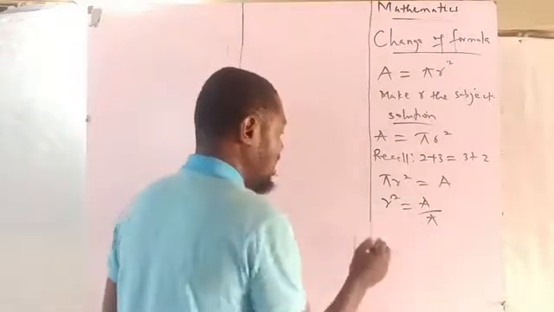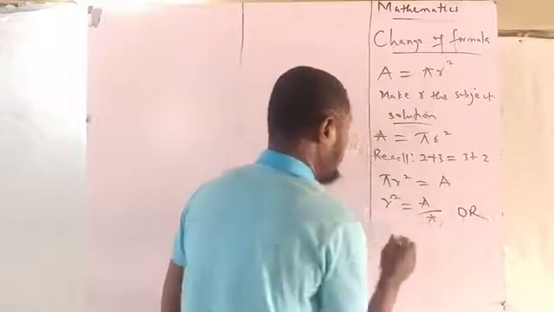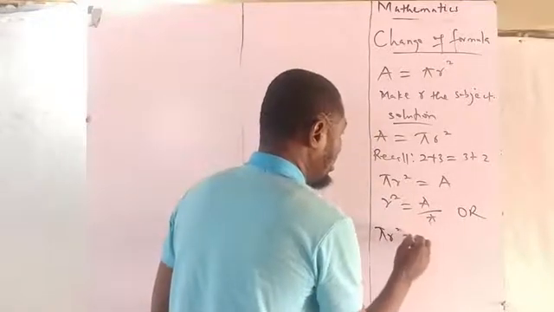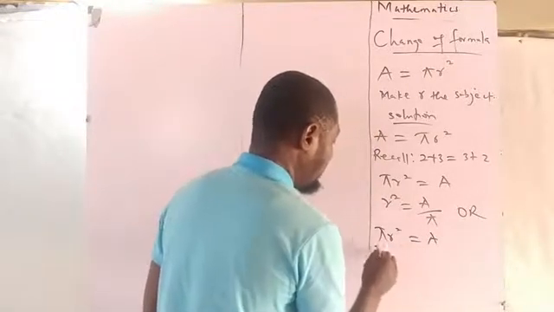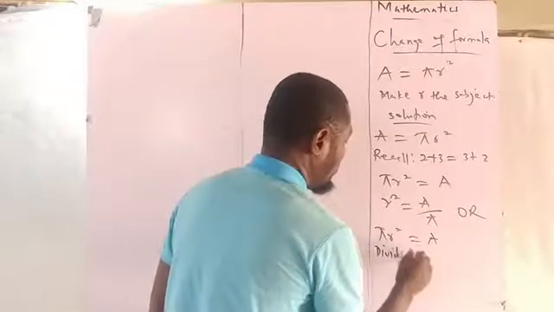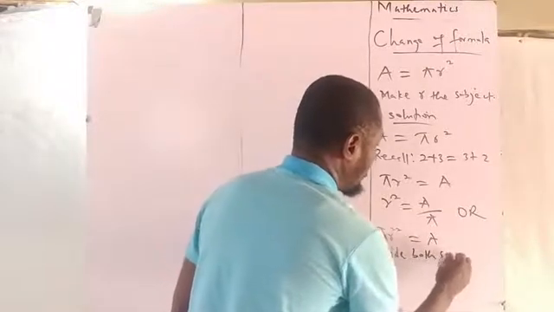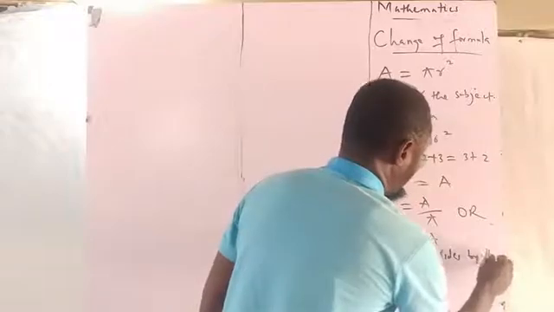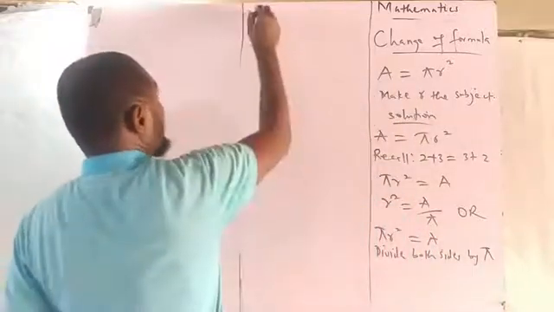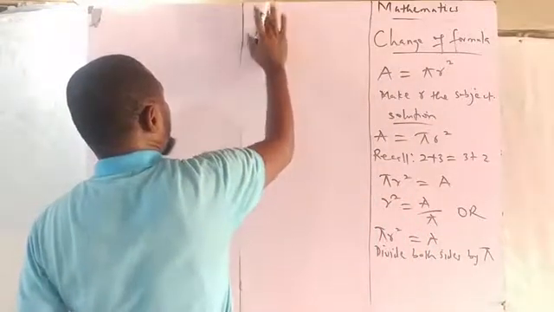Or you can simply say, from pi r squared is equal to A, you can say divide both sides by pi.